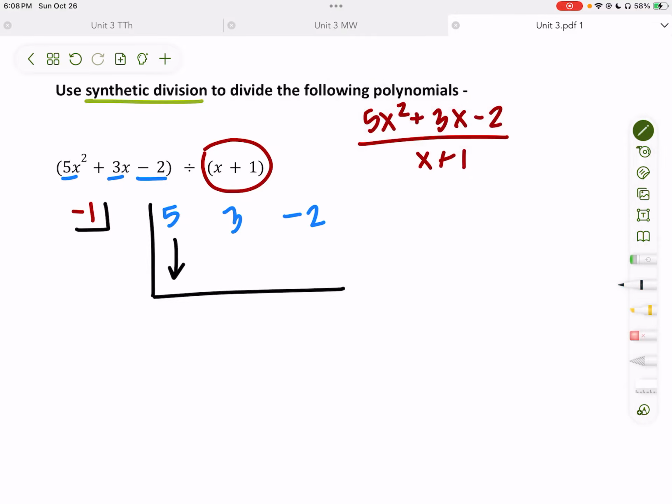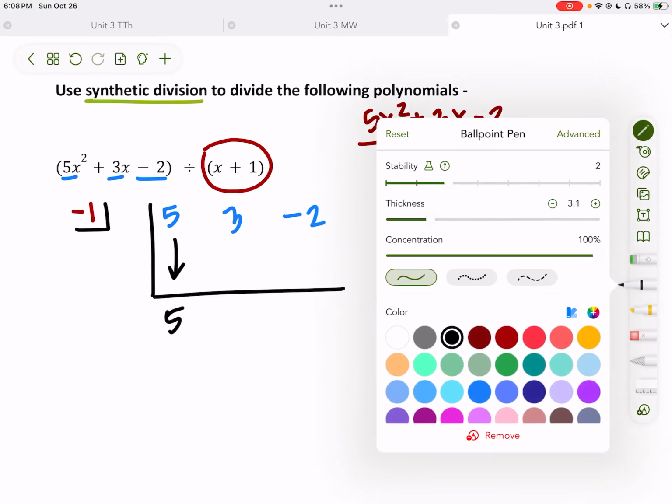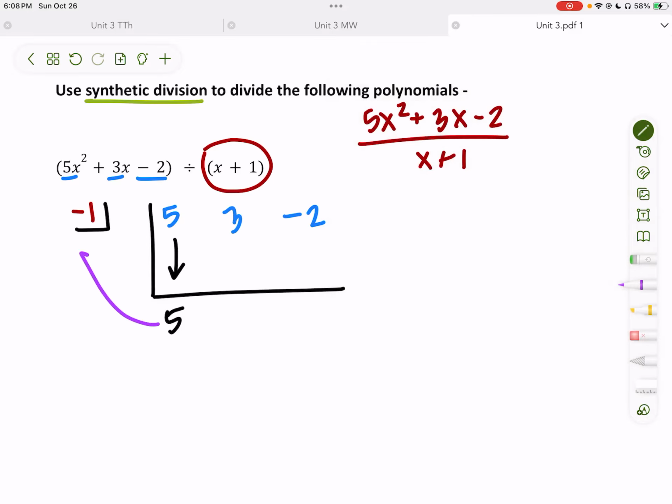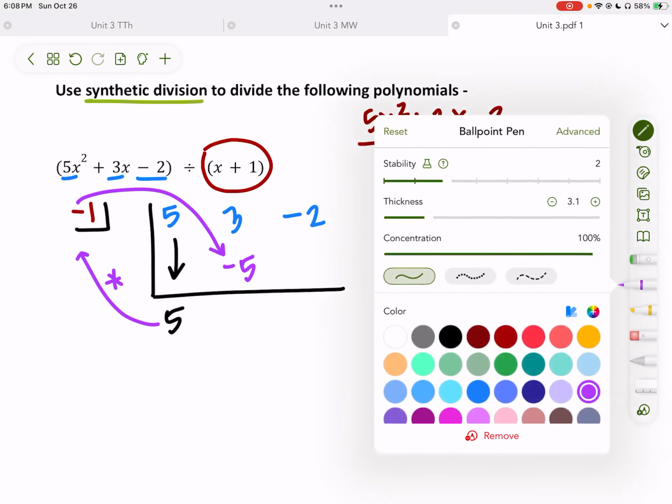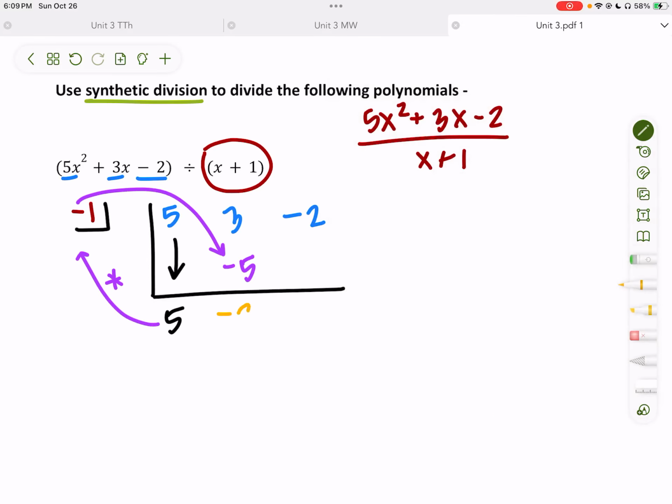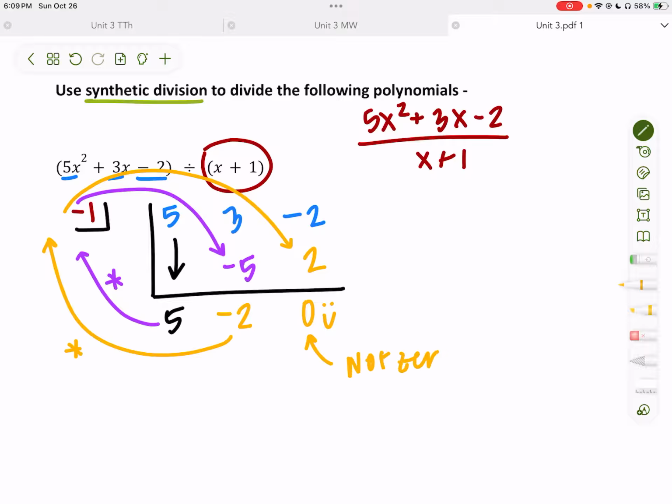Now, step 1 is bring down the first term every single time, okay? And then from there, we will take the 5 and multiply by -1 and put that number in the next column. It's going to be -5. We do that math, right? We're going to do 3 minus 5 and get -2. And then we're going to do it again and multiply by that -1 and put that number in the next column. If for some reason this is not 0, okay, then what you divided by is not a factor.